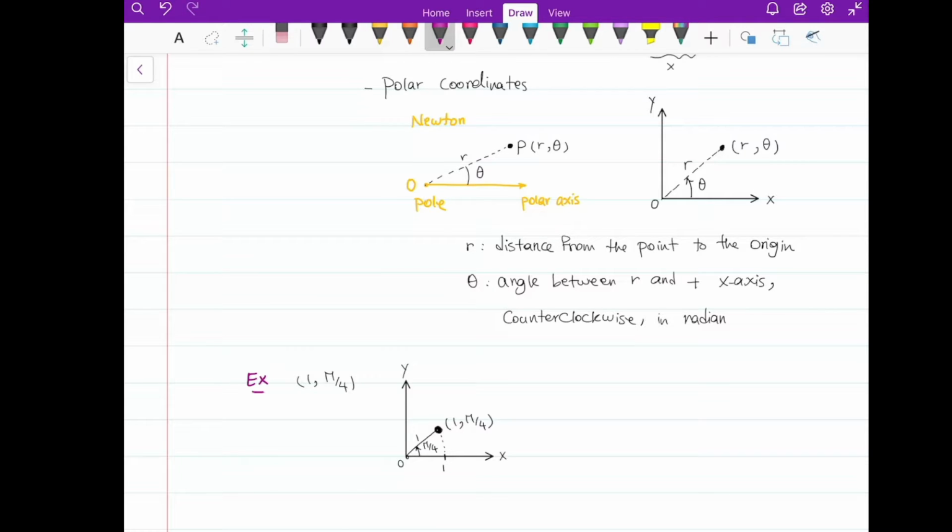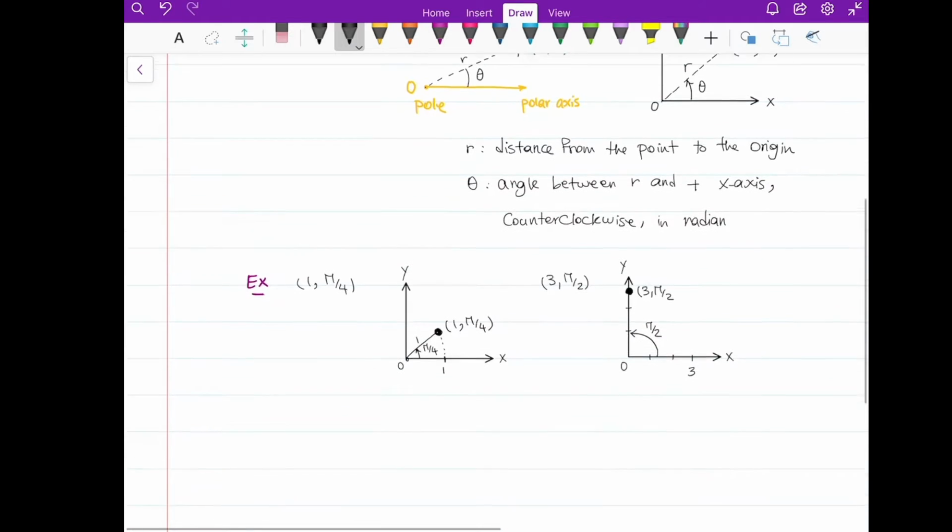Another example would be the point, for example, (3, pi over 2). What is this one? X-axis, y-axis. This is the origin, 1, 2, and then 3. And the angle is pi over 2. So from the positive x-axis, I need to measure the angle pi over 2, which would be right there. So 1, 2, 3. This is the point (3, pi over 2).